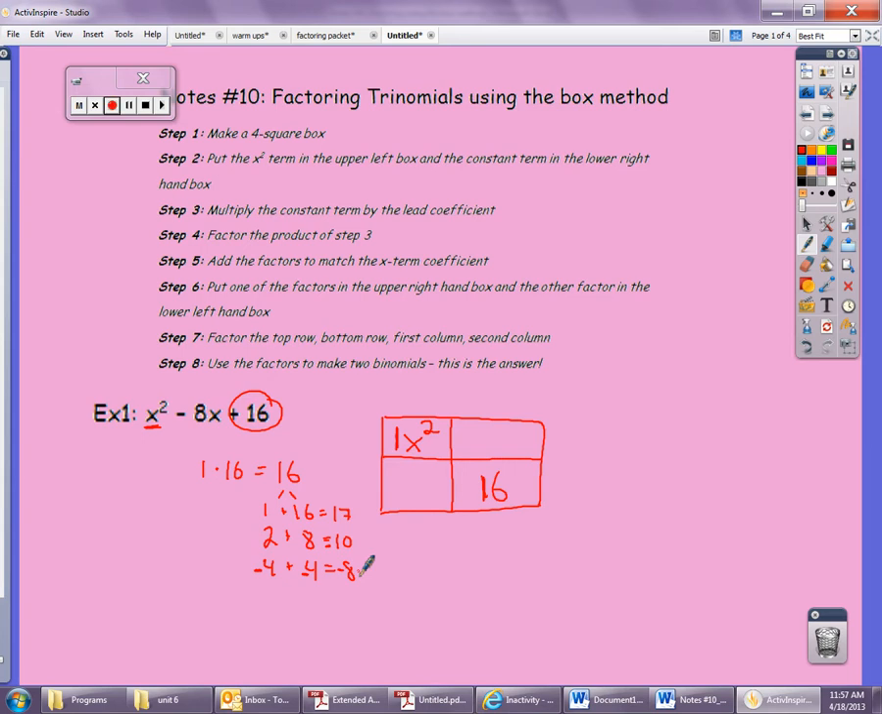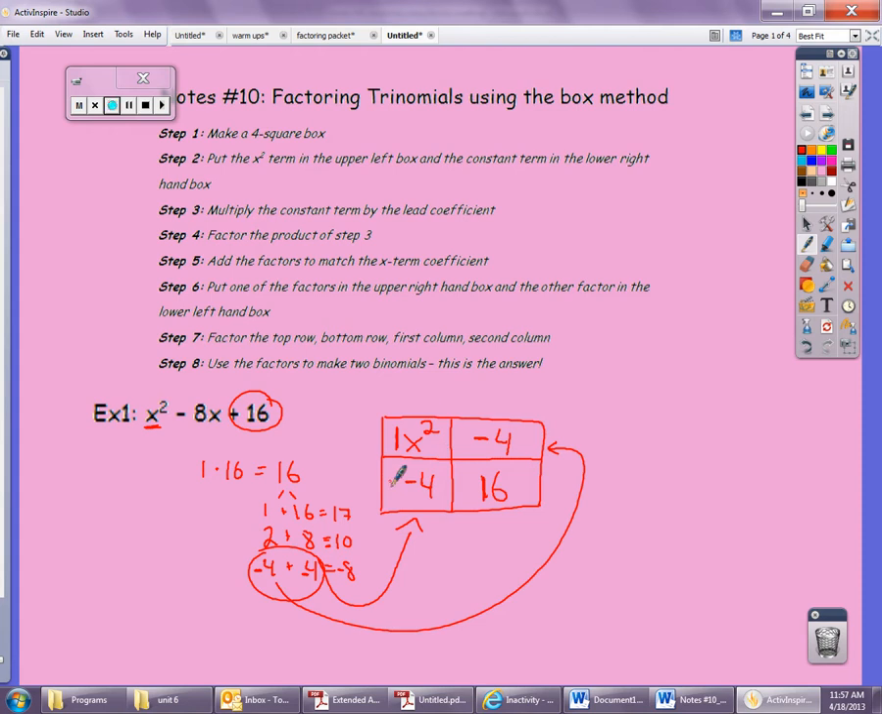And now step 6, we put one of the factors. So these are my two factors. So I'm going to put one of them here and put the other one over here. So I put negative 4 here, and I put negative 4 here. So now I put my two factors in there. And then we look for the factors here.